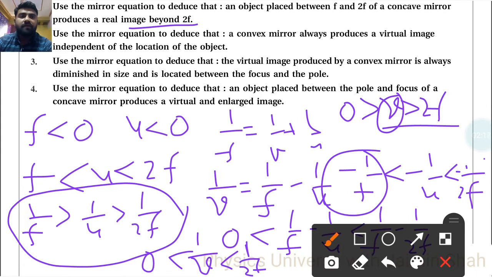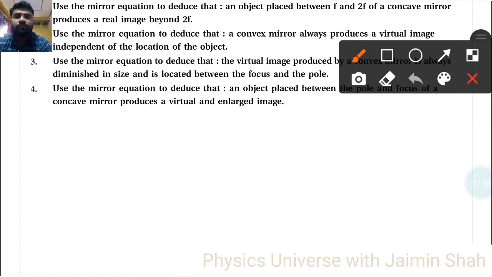So see here, f is less than 0, so v will be less than 0, so it will be negative. If v is negative then the image is real. So v is negative, not positive here, because f is negative, and that's why we get that the image is real.